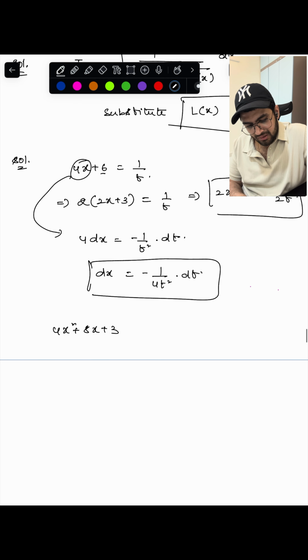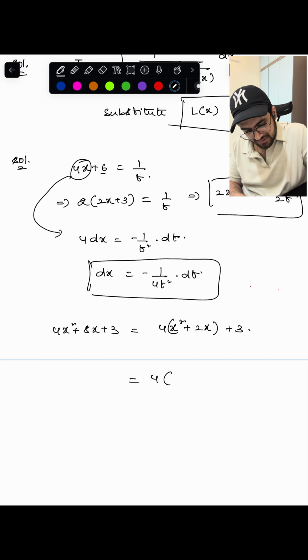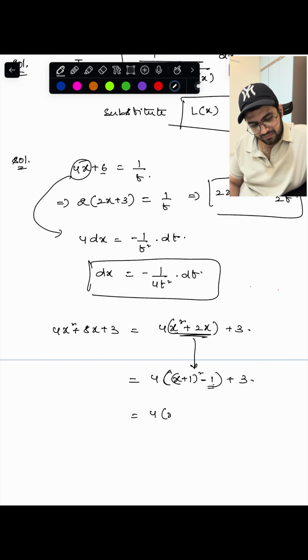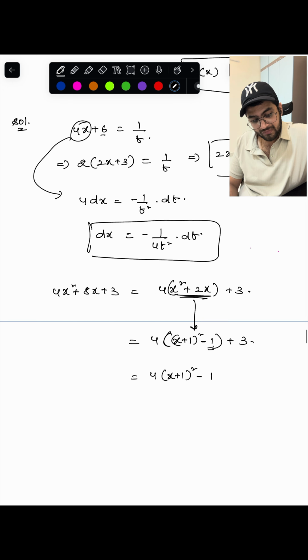Okay, now what I will do is I can write it as 4 times, taking common, x square plus 2x plus 3. Now I can convert it into a perfect square, which is x plus 1 whole square, but 1 is not there, so I am adding 1 and subtracting 1. So you will get this part, right? So what I can get is 4 times x plus 1 whole square minus 1 plus 3.